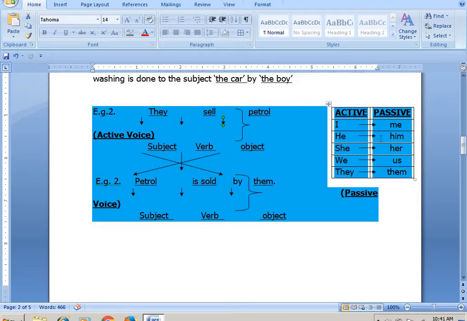As I have shown you here in the table, when you are changing or turning sentences from active to passive, I becomes me, he becomes him, she becomes her, we becomes us, and they becomes them. Okay, so look at this. Petrol is sold by them. Petrol is the subject over here. Is sold is the verb, and by them.